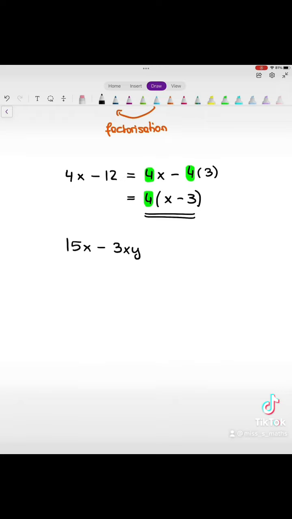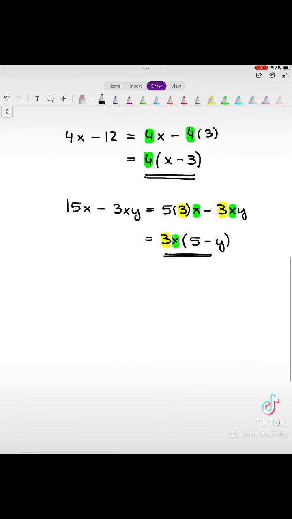Now let's look at 15x minus 3xy next. The 15 can be written as 5 times 3, so we have 5 times 3x minus 3xy. Again, we're going to highlight what these two parts have in common. The 3 and the x comes up in both. Therefore, we can factorize the 3x and put 5 minus y in a bracket. That's what remains if we divide everything by 3x.